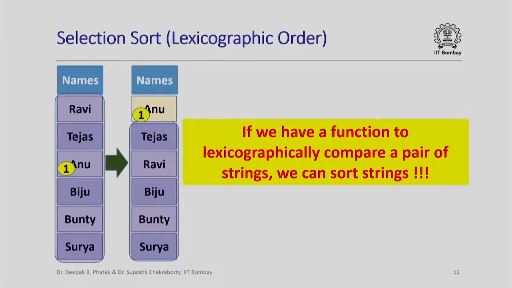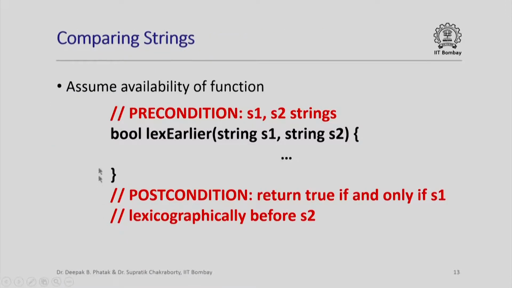So what this means is that if we could have a function which could lexicographically compare a pair of strings, then we can indeed iterate over this unsorted array and use this function to find the lexicographically earliest string, and once we have this facility, we can actually use selection sort to sort an array of strings. This looks wonderful. So all that we need is the ability to compare two strings and find out which is lexicographically earlier. Now how are we going to do this?